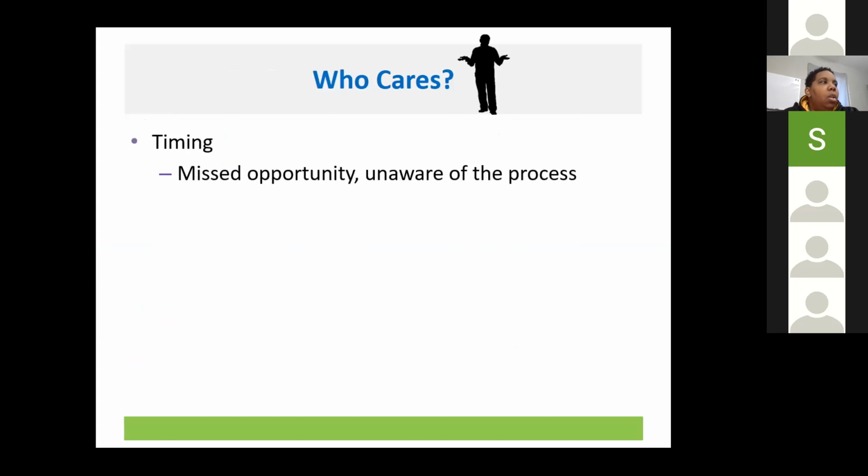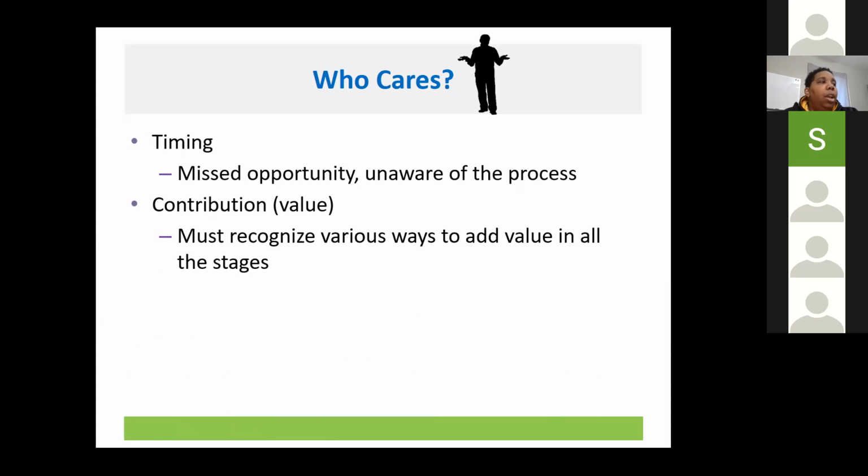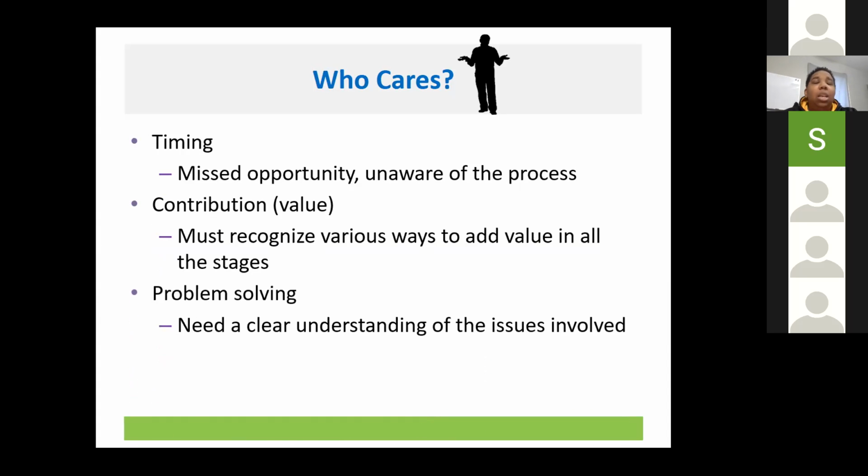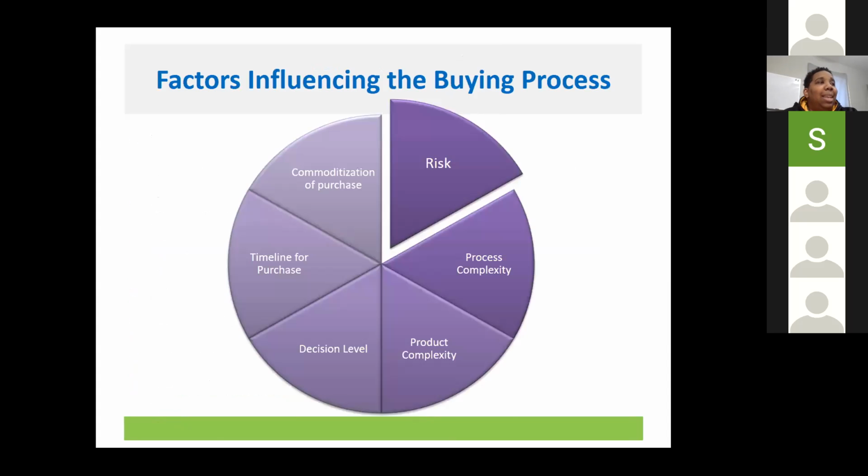All right. Who cares? Timing, right? We want to make sure that we are able to add value and a contribution to this process, solve the problem that they have, and then of course we want the customer to be satisfied. All right. We have some factors in this process that impact the buying situation: risk, complexity of the process, complexity of the product, your decision level, your timeline for purchase, and the commoditization of the purchase.